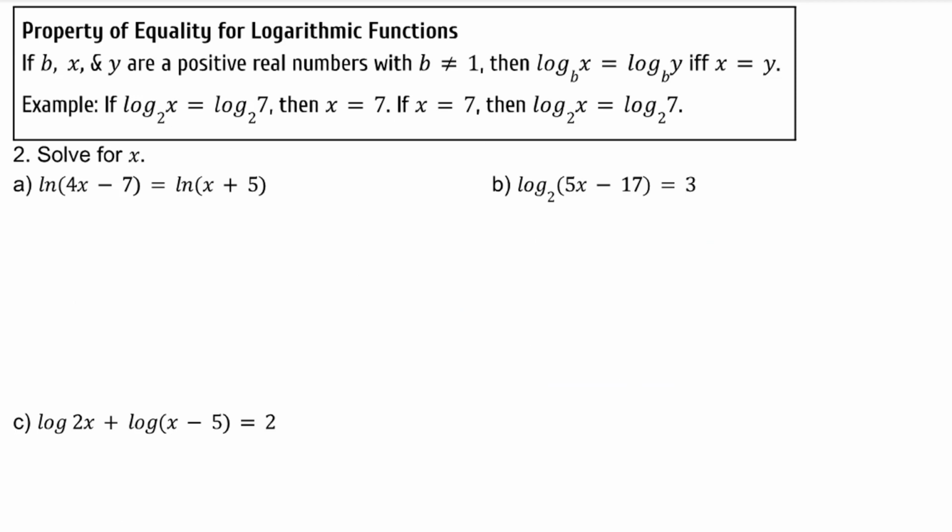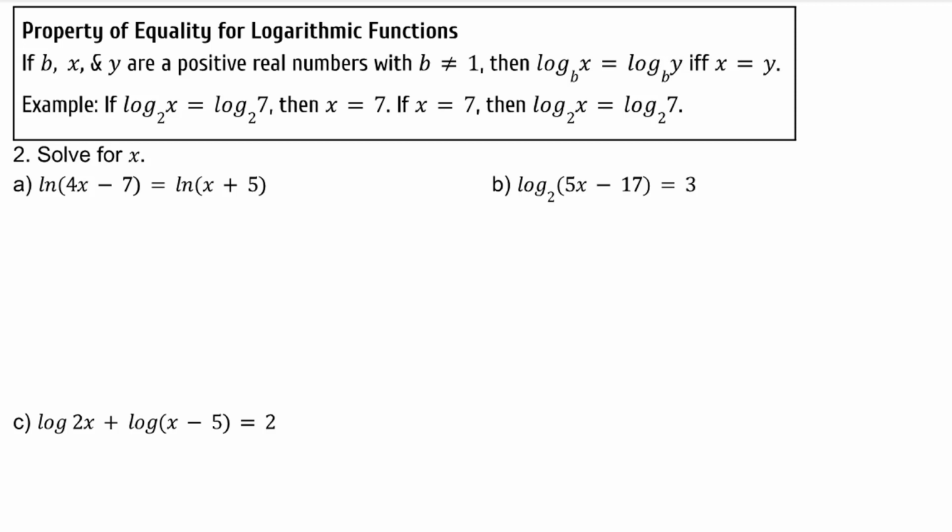The property of equality for logarithmic functions: if b, x, and y are positive real numbers with b not equal to 1, then log base b of x is equal to log base b of y if and only if x equals y. For example, if log base 2 of x equals log base 2 of 7, then x equals 7. And conversely, if x equals 7, then log base 2 of x equals log base 2 of 7.